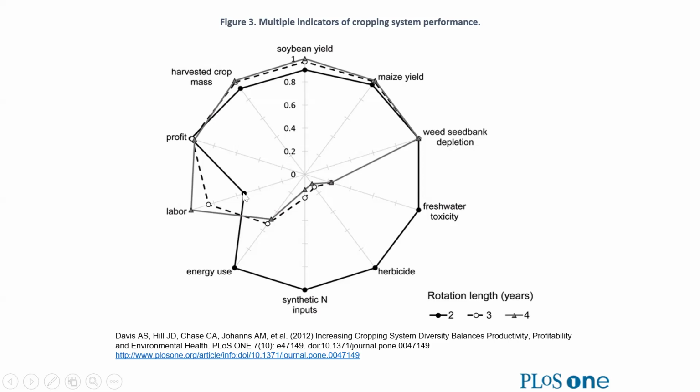If we look at labor, there's exactly the opposite. The 2-crop rotation reduces labor use, and as we increase the diversity, there's more hours required on the field. And so you can see the trade-off here. Similar profitability, fewer hands required, and you can see why farmers in this case in Iowa in the United States have chosen the simpler 2-year crop rotation.